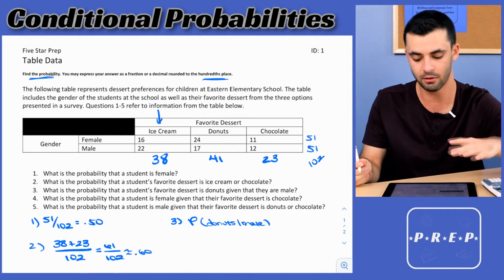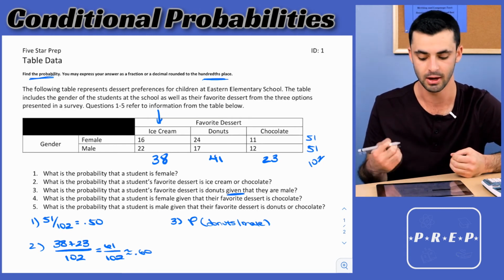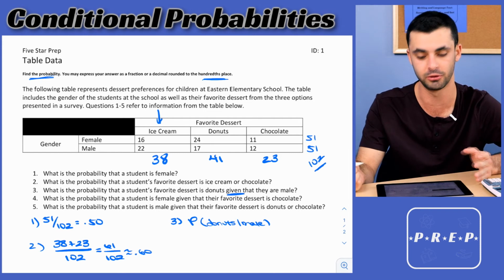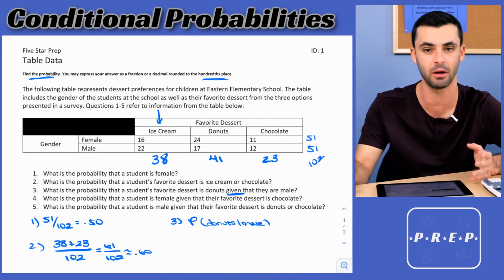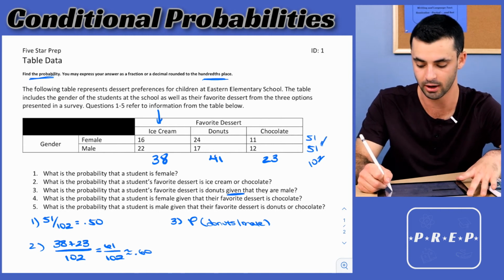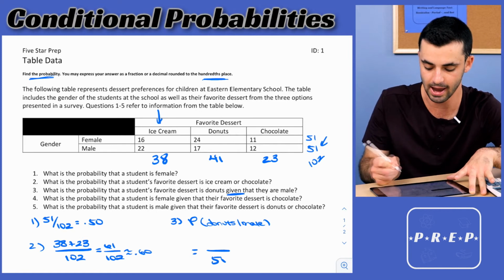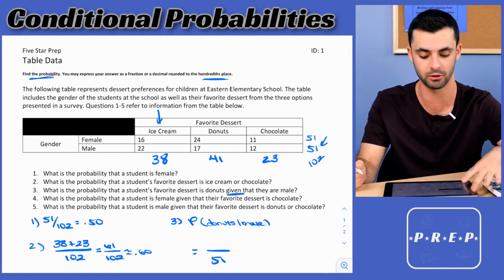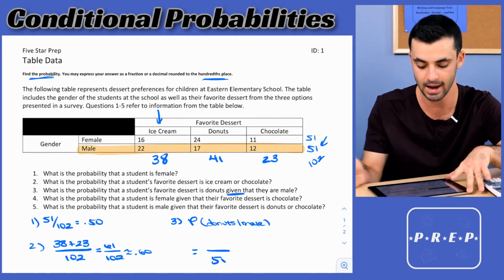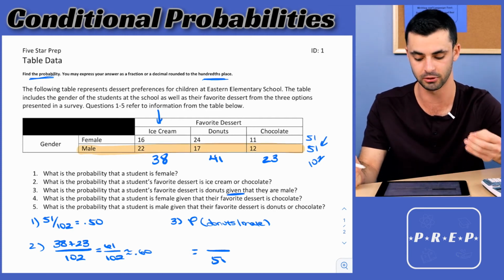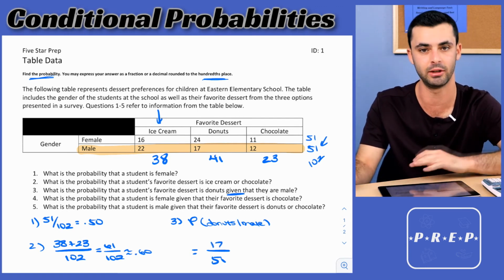So here, whenever I see the word given, I always want to try to condense my sample size. Instead of being out of 102 students or all the students, now we're only focused on the male students. So how many male students do we have? 51, right? That's going to be our denominator. So here our denominator is 51, and our numerator is going to be how many students are male. We're only worried about this row right here. And how many of those male students liked donuts? Well, that's 17. So our answer here is 17 over 51.